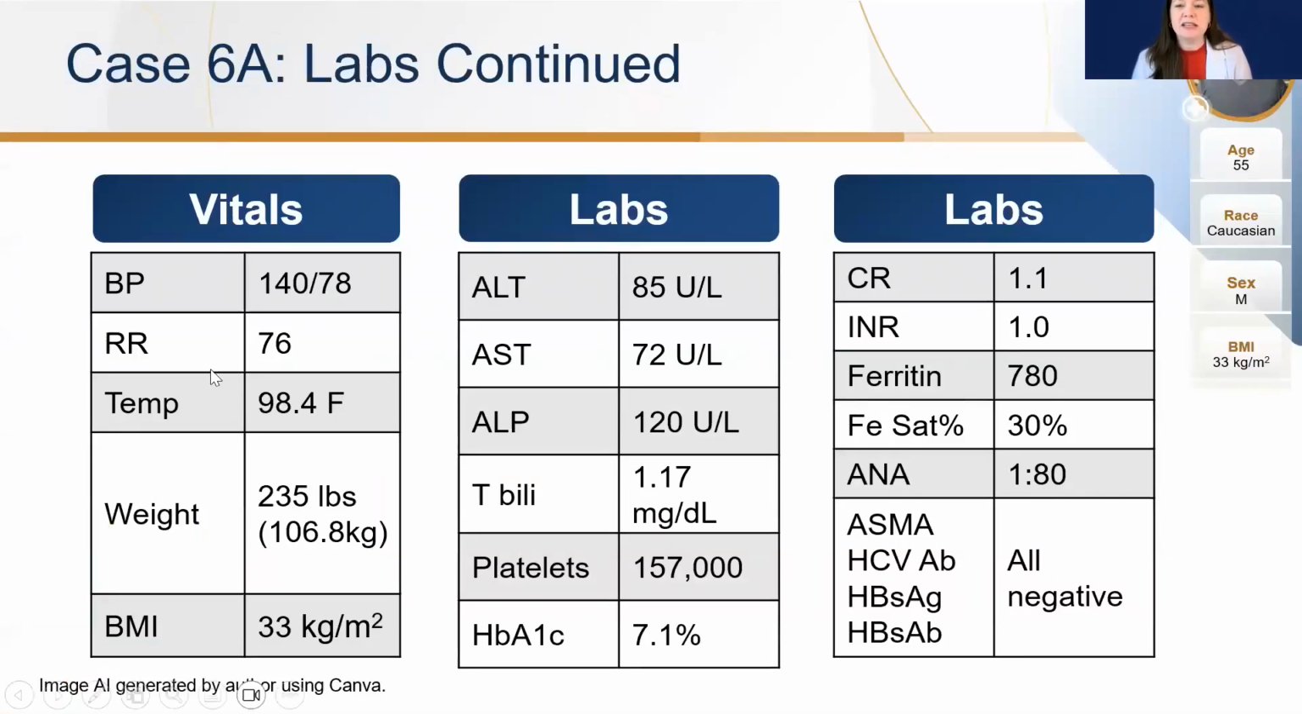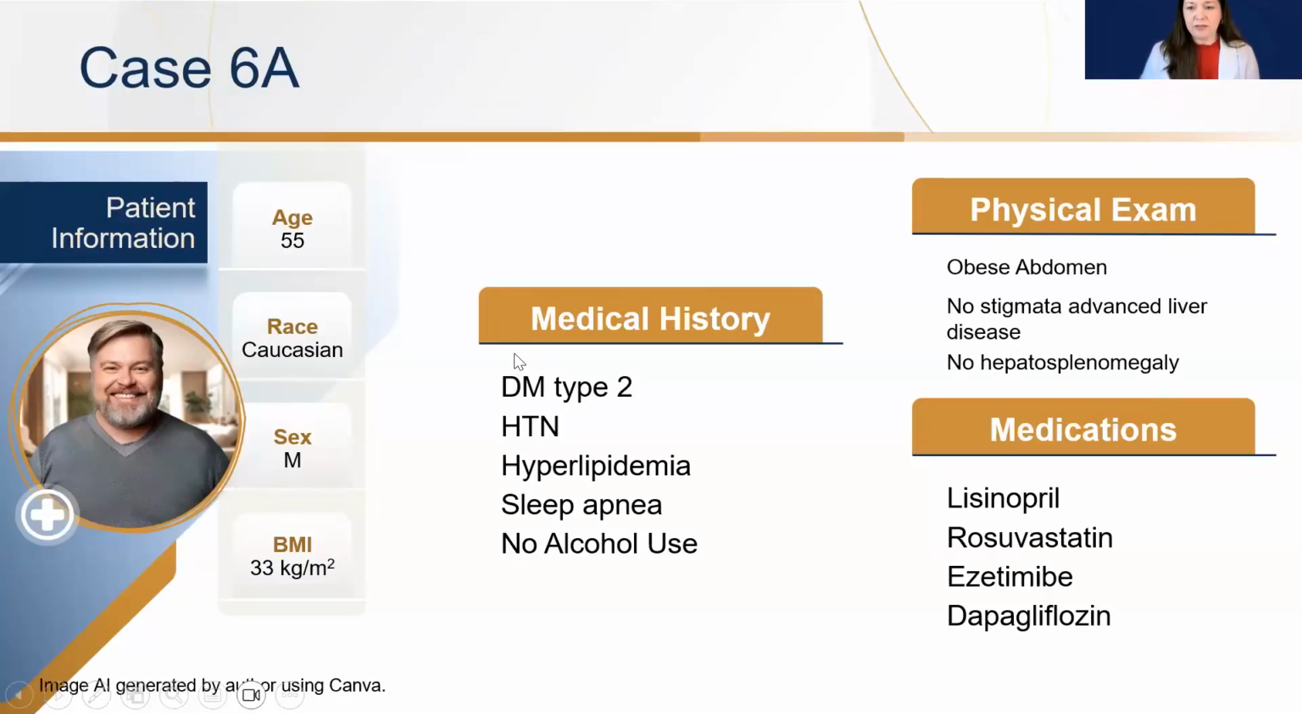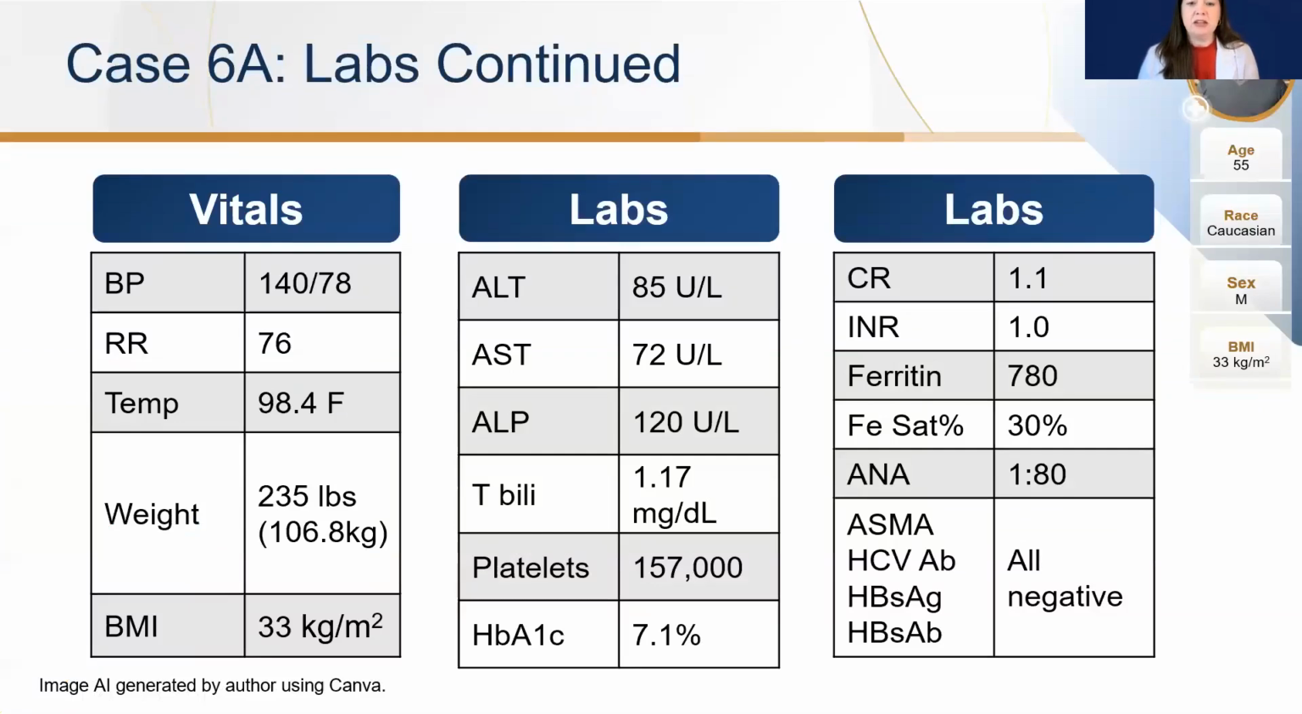So let's look at the labs that he initially had. Of course, on vitals today, we see he does have a little bit of elevated blood pressure. Not anything crazy, but that can be a sign that his blood pressure is not well controlled. Resting heart rate is pretty normal at 76, temp is normal, weight is 235, and of course that BMI is calculated at 33. When we take a look at his liver enzymes in particular, we do see an elevated ALT and AST, and alk phos is a little bit on the higher side of normal.